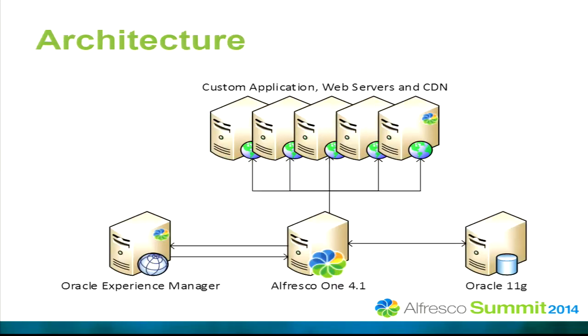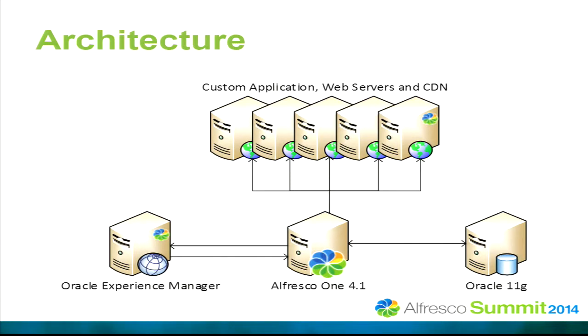So the architecture was fairly straightforward from the Alfresco point of view. Alfresco Enterprise 4.1 was the latest flavor at the time. So we were running that on Red Hat, backed by an Oracle 11g database. The repo tier, as well as Share and Solr, are all running on a single VM, all within the same JVM, actually. The other pieces to the solution involved Oracle Experience Manager, as well as a web tier running a custom application built in the Play framework developed using Scala.